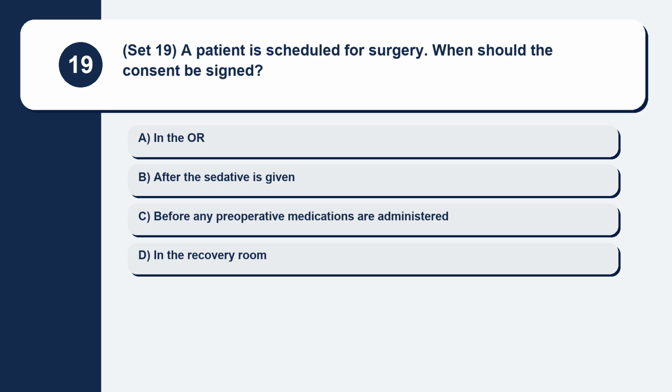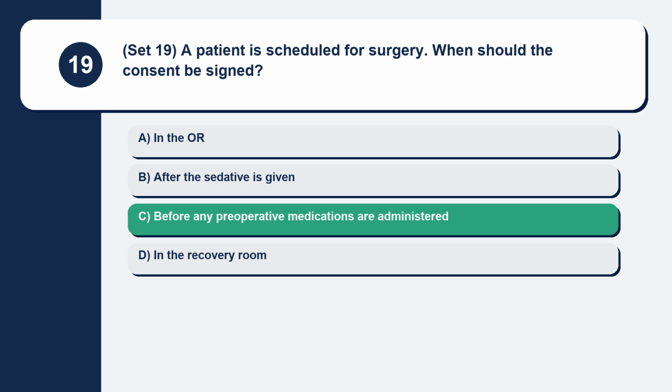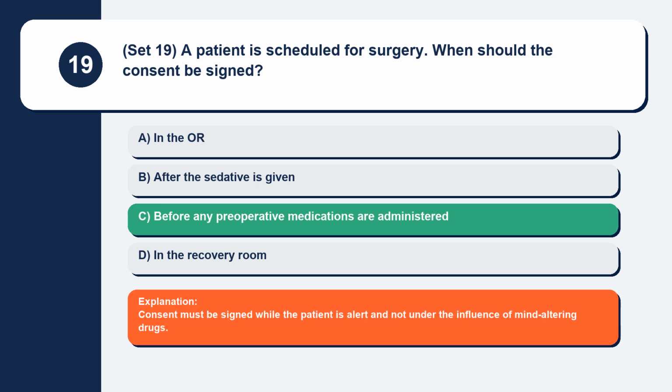Question 19. Set 19. A patient is scheduled for surgery. When should the consent be signed? In the OR, after the sedative is given, before any preoperative medications are administered, in the recovery room. Consent must be signed while the patient is alert and not under the influence of mind-altering drugs.